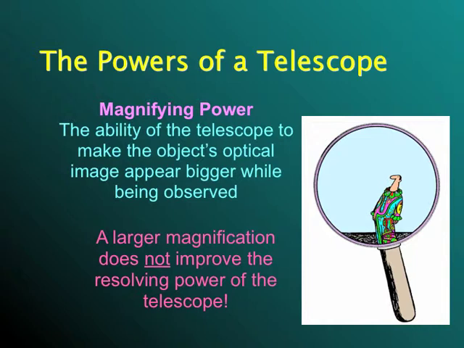As you might know, blowing up an image that isn't clear doesn't make it any clearer. So magnification is independent of the resolving power of the telescope. The resolving power of the telescope has to do with how clear the image is. The magnification merely makes it appear bigger, with whatever inherent resolving issues may or may not be present.